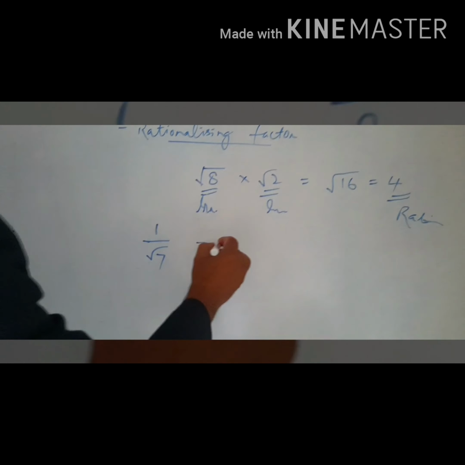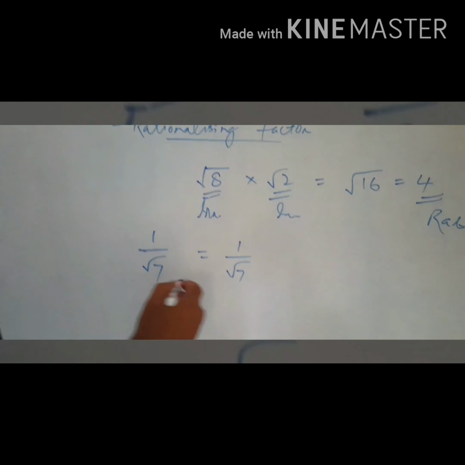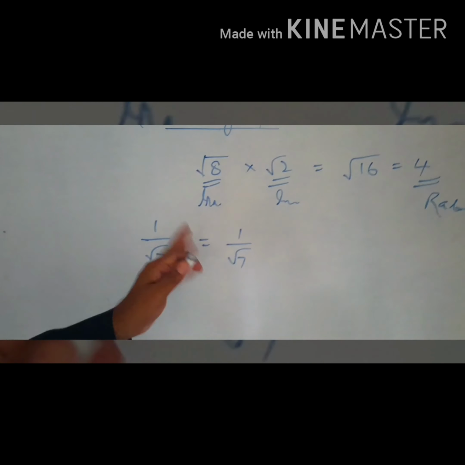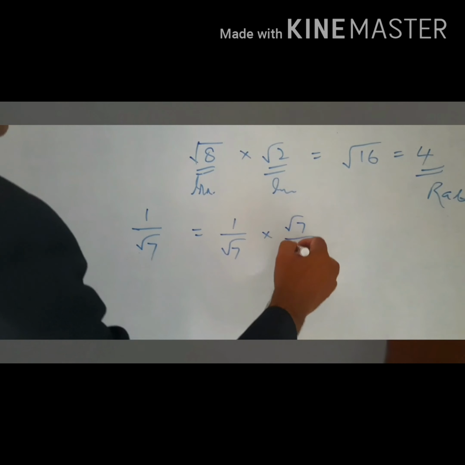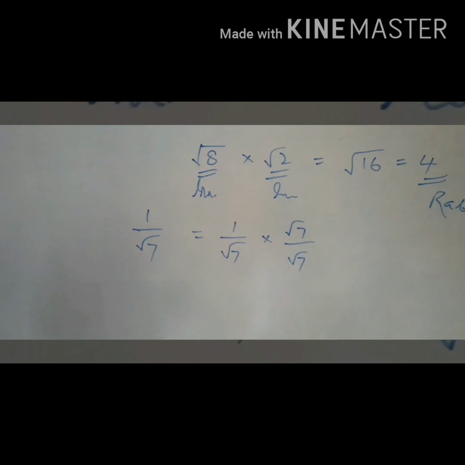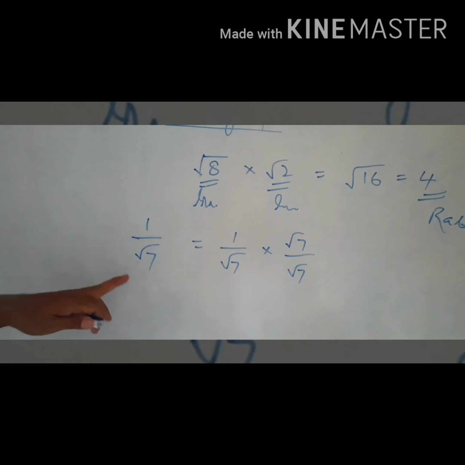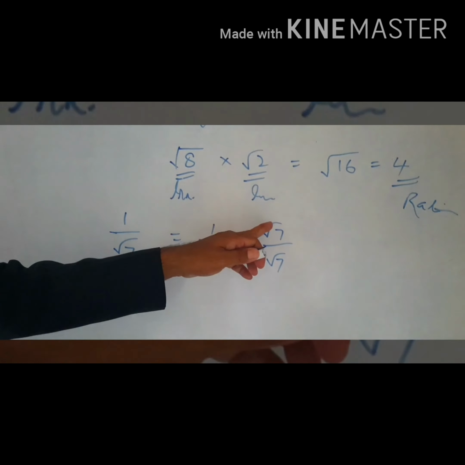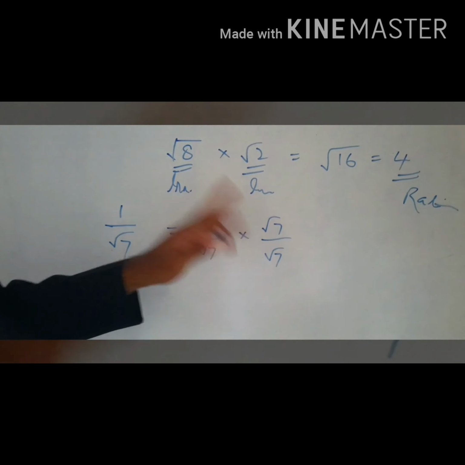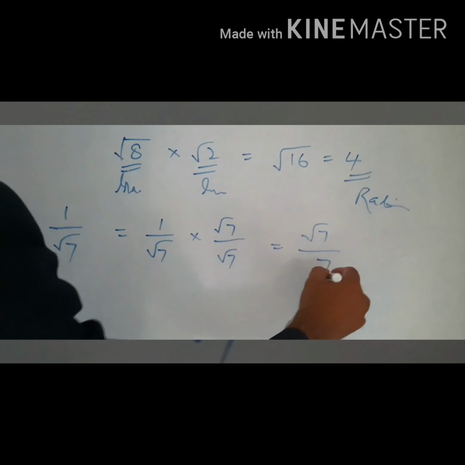And now you have 1 by root 7. And what is its rationalizing factor? Root 7 itself. So multiply this by root 7 and divide also, so that the value of this remains unchanged. Understand? The rationalizing factor of this we are taking to divide and multiply by. Now this gives you root 7 by 7.